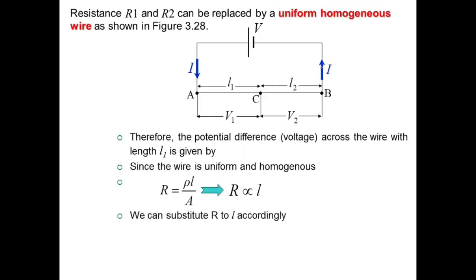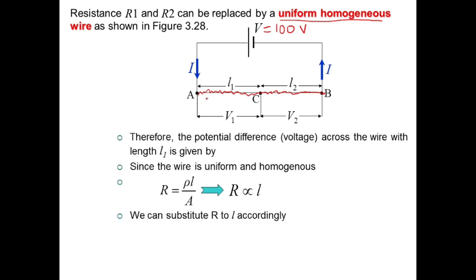Alright, resistor R1 and resistor R2 can be replaced with a uniform homogeneous wire, labeled as ACB. This is not an ordinary wire, but a wire with resistance R. An ordinary wire doesn't have resistance. So the wire with resistance can also divide the voltage, for example 100 volts also.